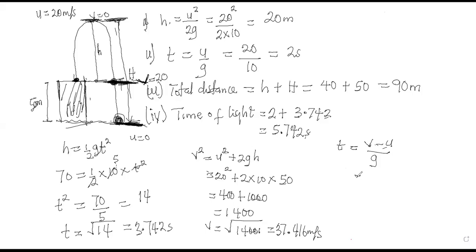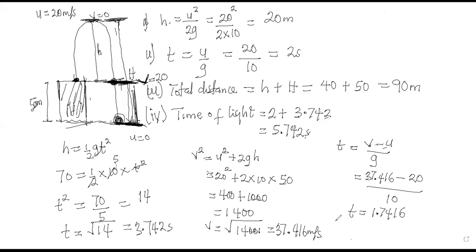Okay. What is V? V is 37.416 minus U, which is 20, divided by 10. So we have 1.7416. So 1.7416 is the time that will be taken for the body to move from this point, meaning this height of 50 meters.